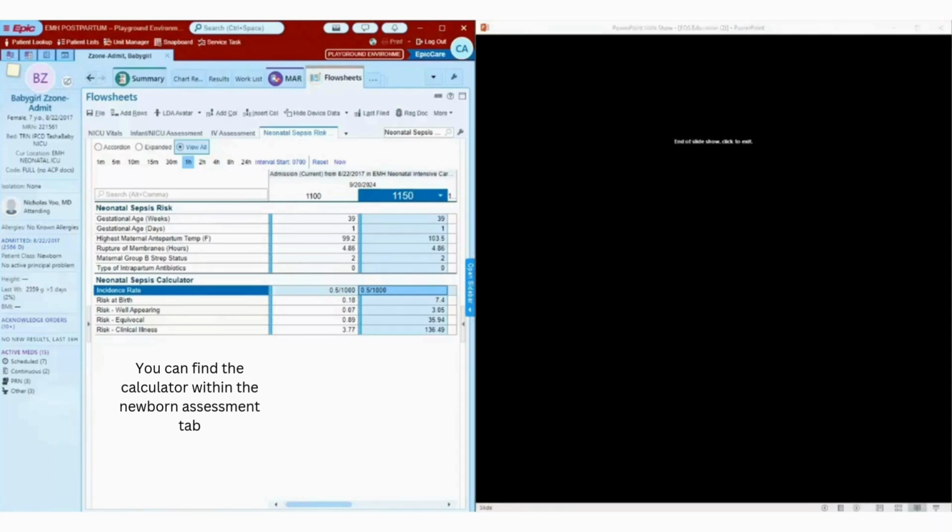If you have any questions regarding the neonatal sepsis calculator, please do not hesitate to ask me. I wanted to ensure that we're putting the correct information into the calculator for the providers, but I also wanted to ensure that you knew how to do it.